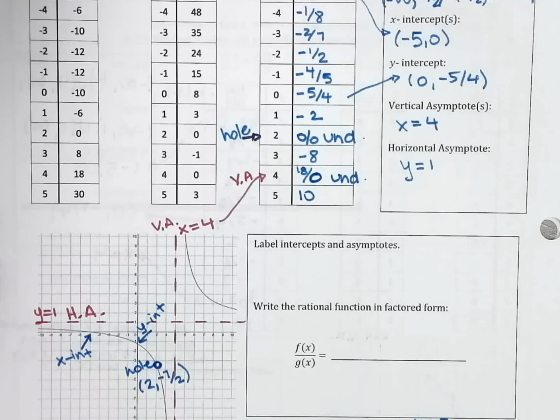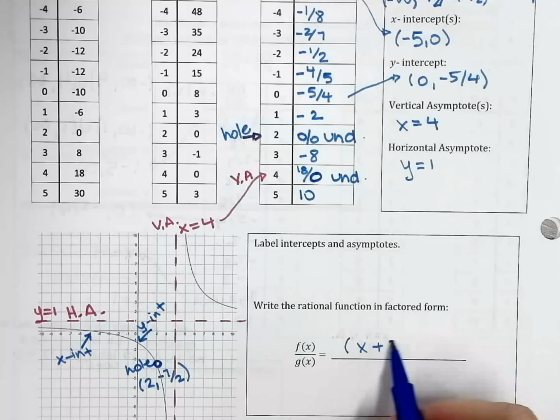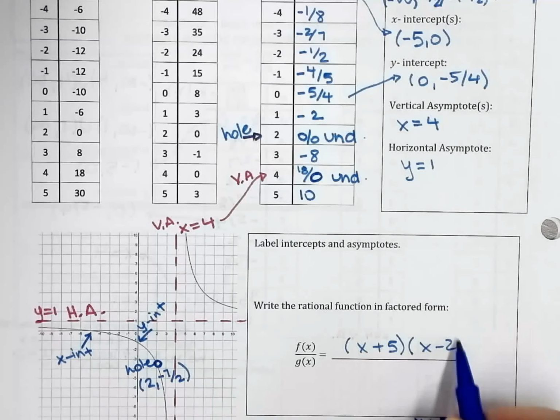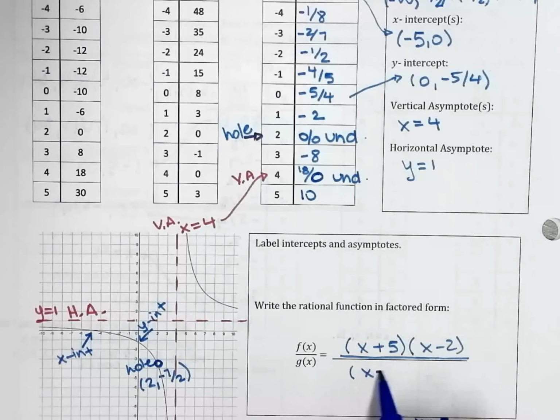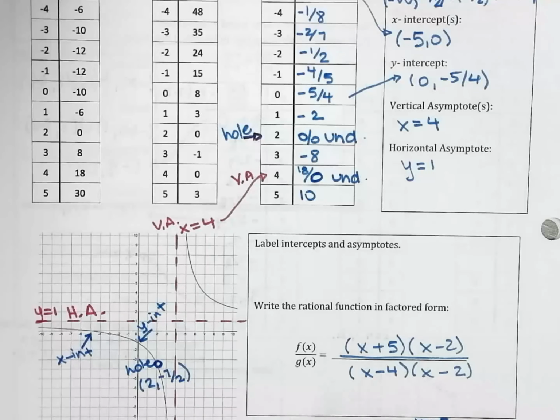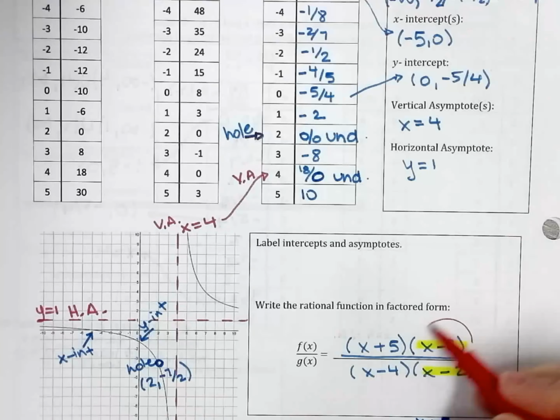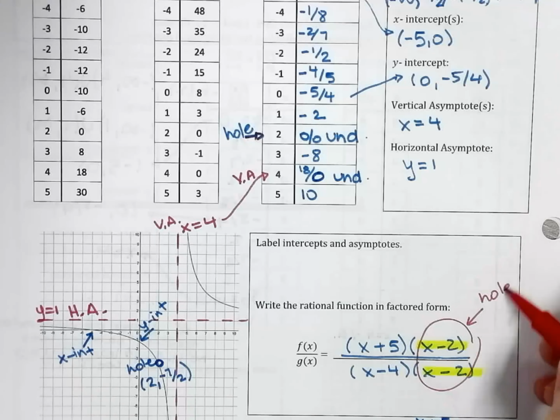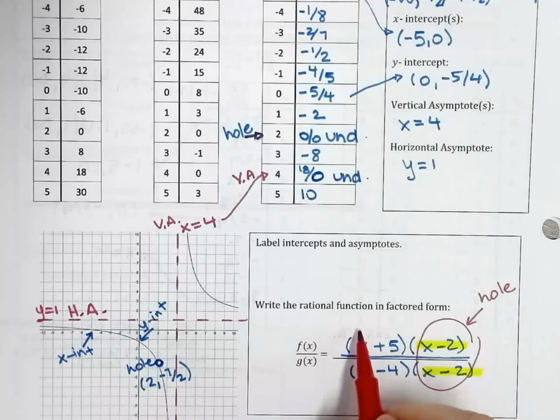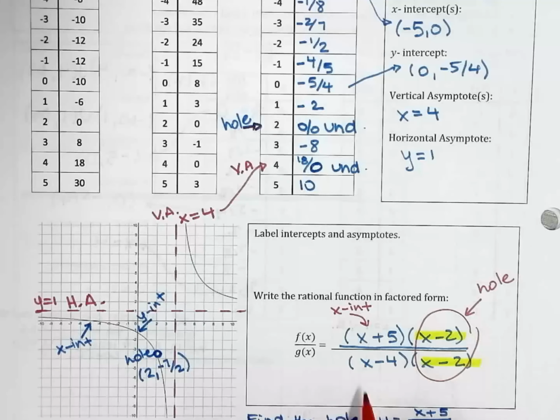Okay, we already labeled everything on the graph. Now we need to write the rational function in factored form. So I have x plus 5, x minus 2, and I have x minus 4, x minus 2. So when you see that you have the same numerator and denominator factors, that's the hole in the graph. Okay, this one right here, that's where the x-intercept comes from. And this right here, that's where the vertical asymptote comes from.